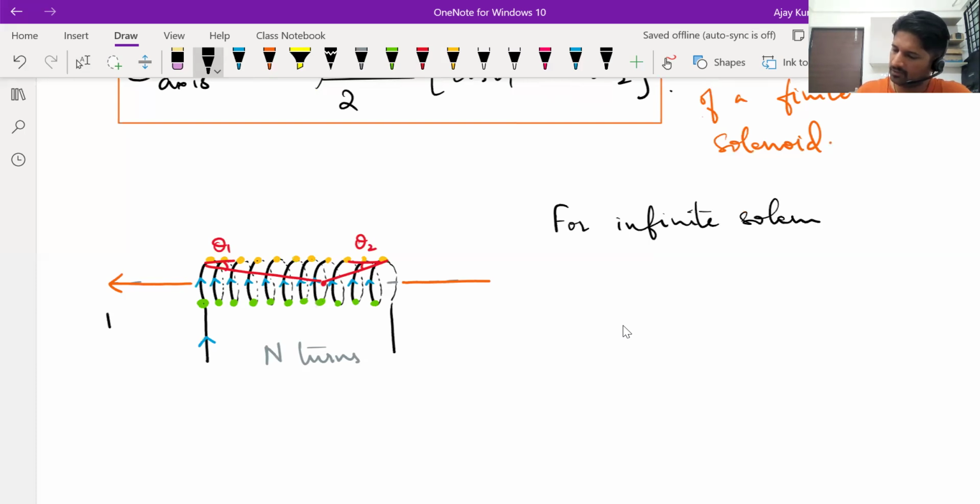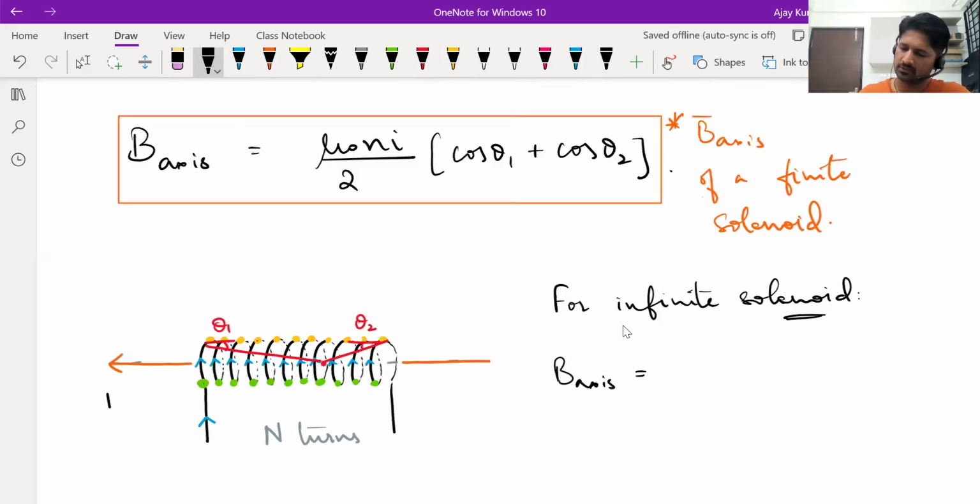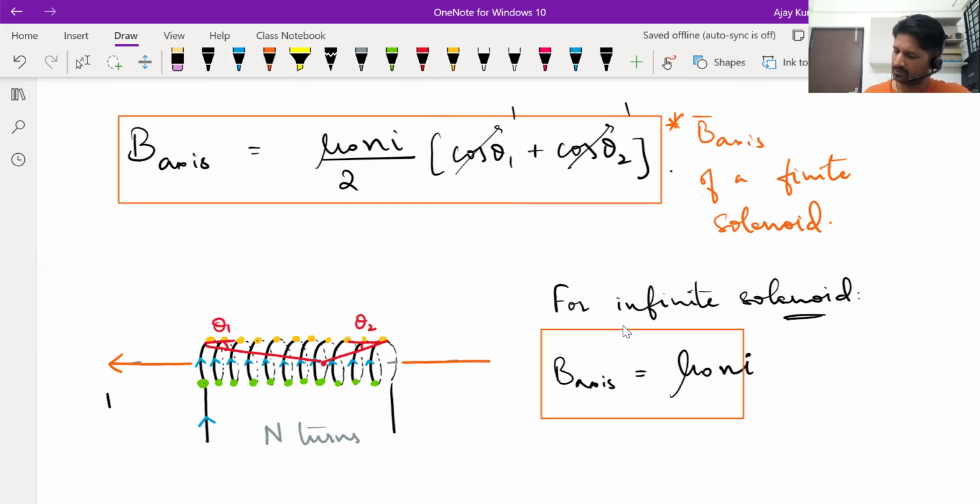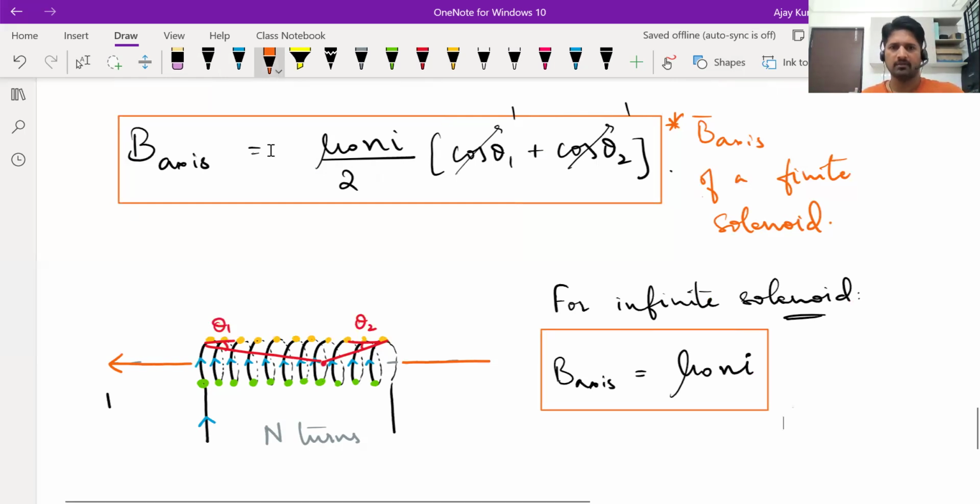So for an infinite solenoid, the field on the axis becomes, see, if theta 1, theta 2 are zeros, cos theta 1 will be 1, cos theta 2 also will be 1, plus 1 is 2, the 2 gets cancelled. You get mu naught Ni. There is another way also to derive this result using Ampere's law, which we'll discuss next class. But for now, we have derived the result using Biot-Savart law. Okay.